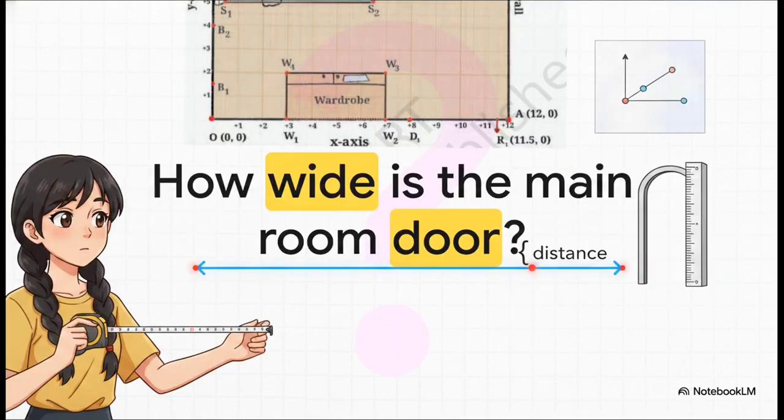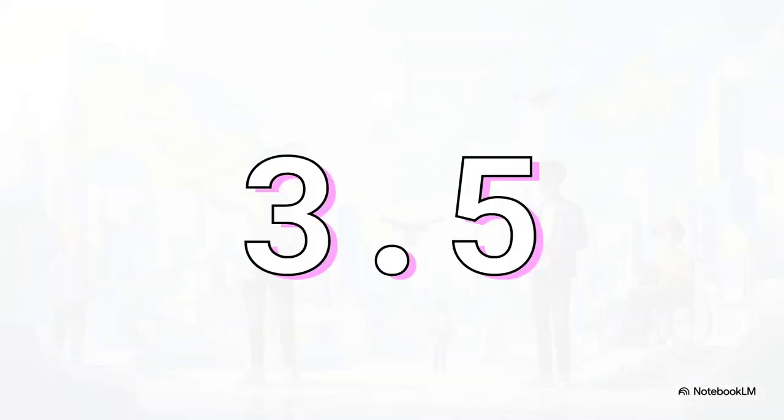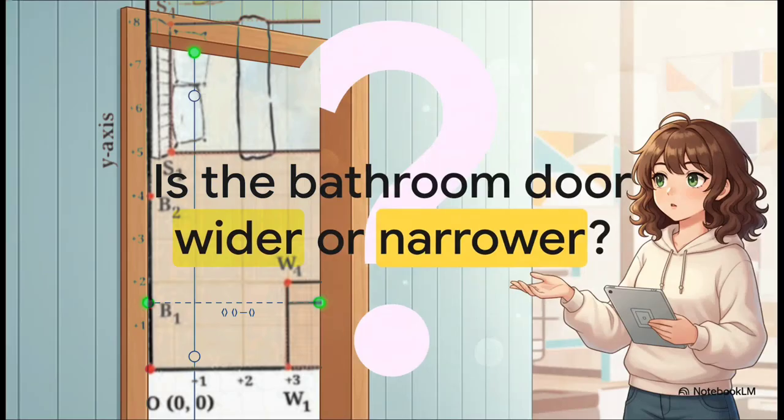Moving right along to question 3. If the door frame ends at point R1, which is at 11.5, 0, how wide is the main room door? To find the physical distance between 2 points on the exact same axis, we use a super simple trick. We just subtract the smaller coordinate from the larger one. So, by taking the end of the door at 11.5 and subtracting the start of the door at 8, we find out the room door is exactly 3.5 feet wide. Structurally speaking, a 3.5-foot door is generally a really comfortable width, which means a wheelchair user could enter Rian's room with 0 issues.